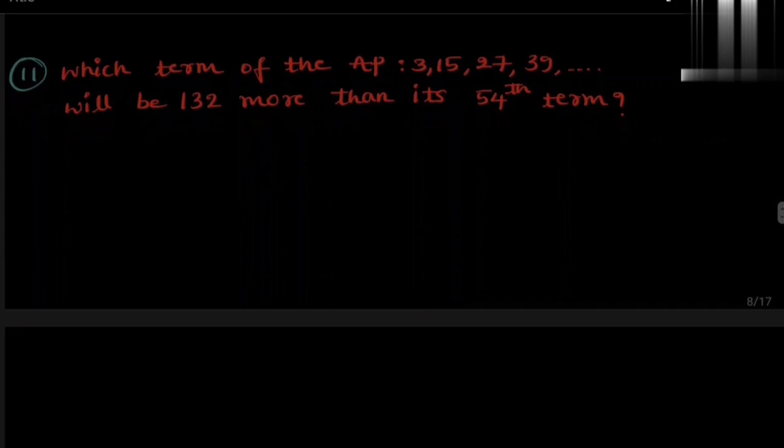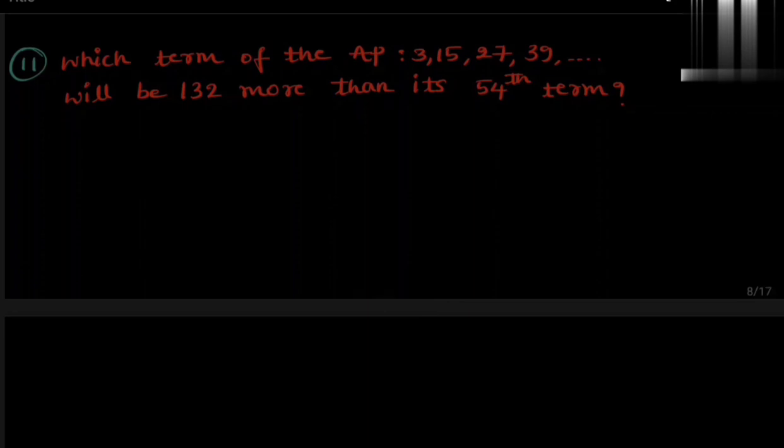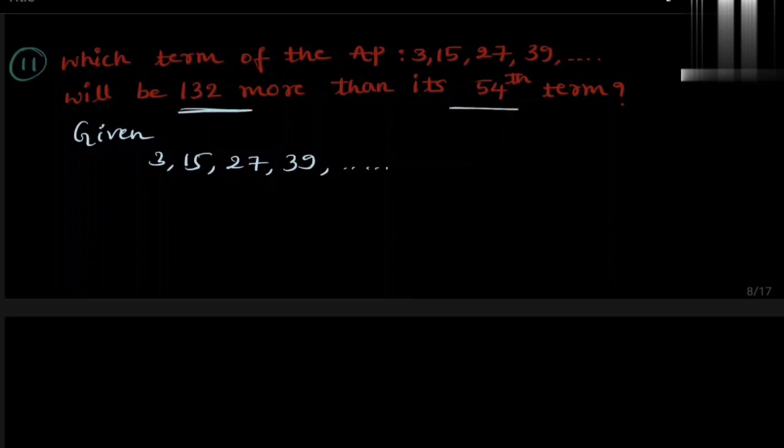So here the question is, which term of the AP 3, 15, 27, 39, and so on will be 132 more than its 54th term. So here the given AP is 3, 15, 27, 39, and so on. We want to find the term which is 132 more than its 54th term. So first we have to find the 54th term, that is A54.